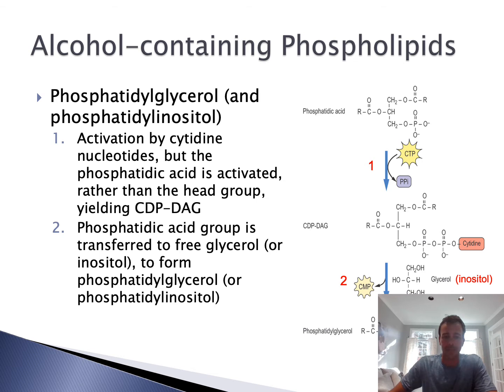And then in the second step, the phosphatidic acid group is transferred to free glycerol, or inositol if you're making phosphatidylinositol, to form phosphatidylglycerol, shown here, or you can swap this for phosphatidylinositol in the analogous reaction. So again, you get activation of the phosphatidic acid by CDP, and then the phosphatidic group is transferred to free glycerol.